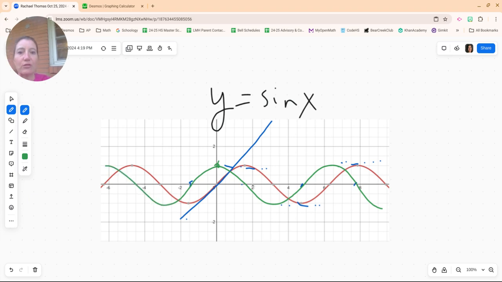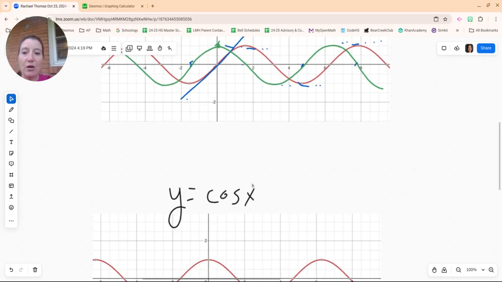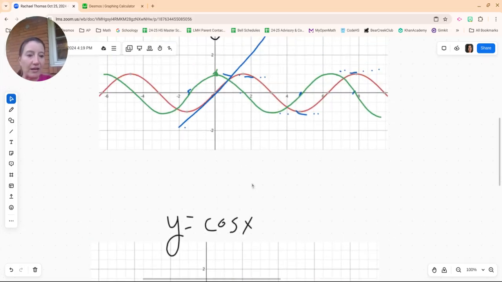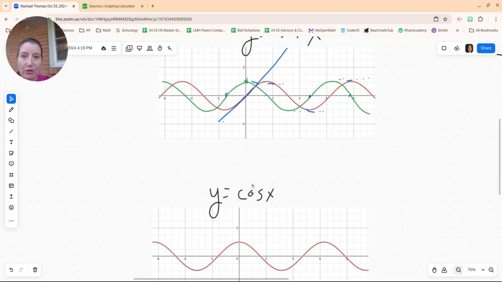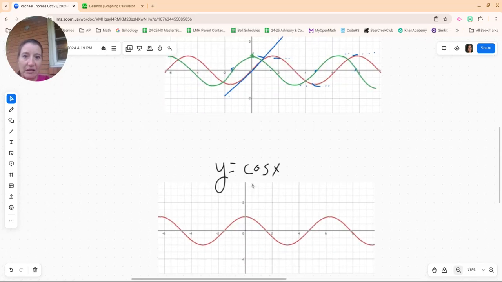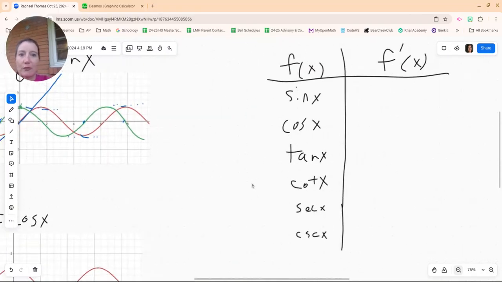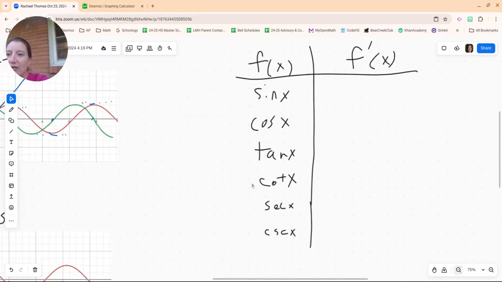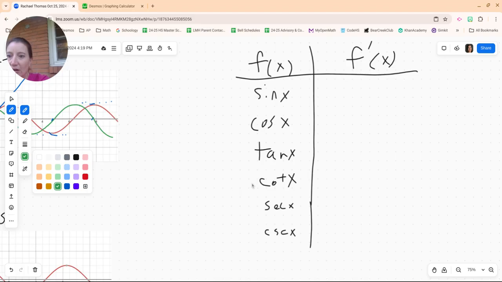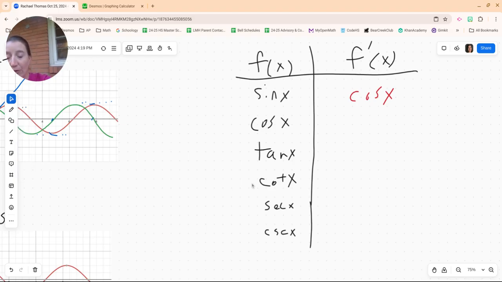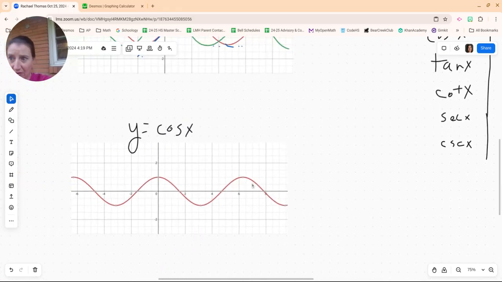This particular graph that I've drawn there in green reminds me of another curve that I know, y equals cosine x, and it is indeed true that the derivative of sine x is exactly cosine x. See how perfectly they line up? So if we're keeping track here of what the derivatives are, the derivative of sine x is just going to be cosine x, just like that.